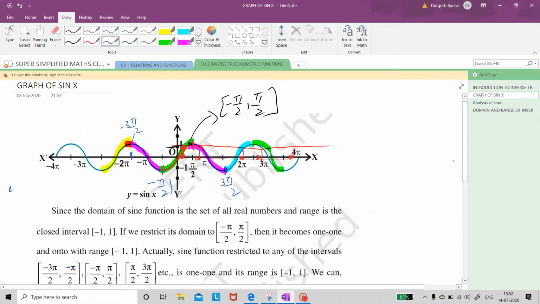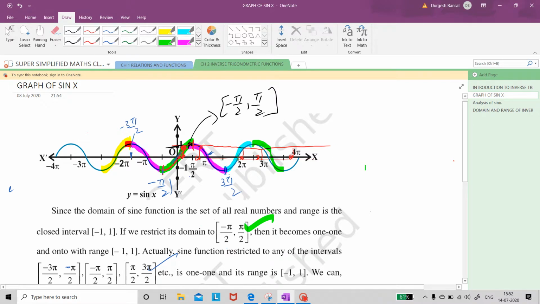So you can see these different branches in different colors. This pink color branch is from pi by 2 to 3 pi by 2, so I can take this interval also. Now this green branch here is from minus pi by 2 to pi by 2. You can see it here.